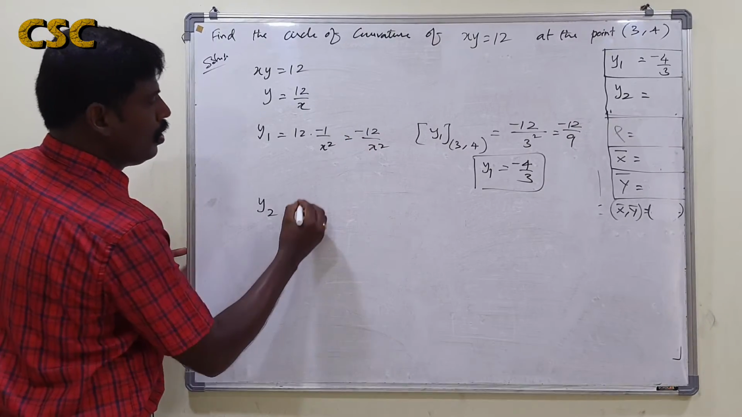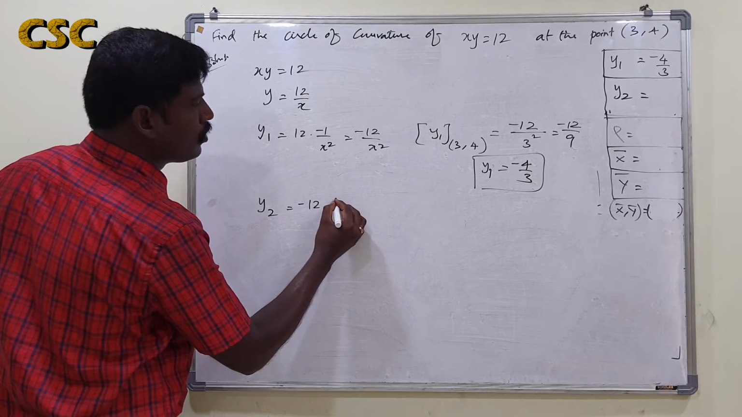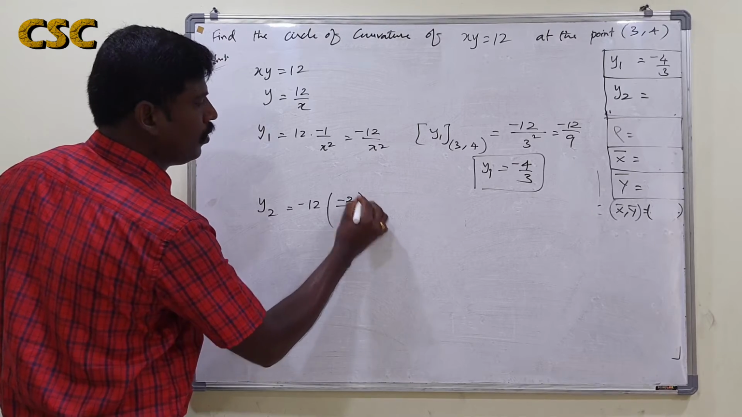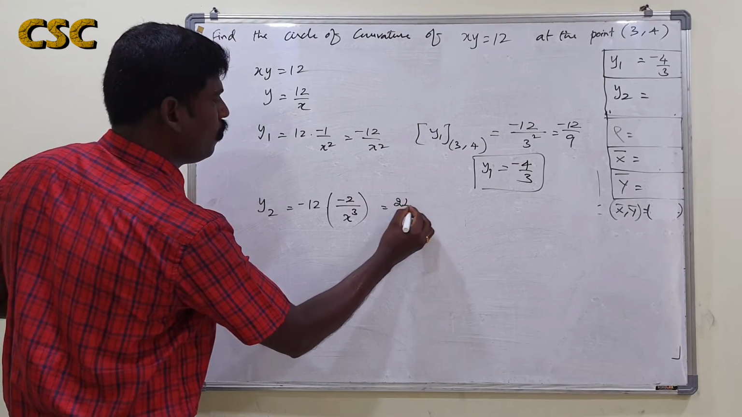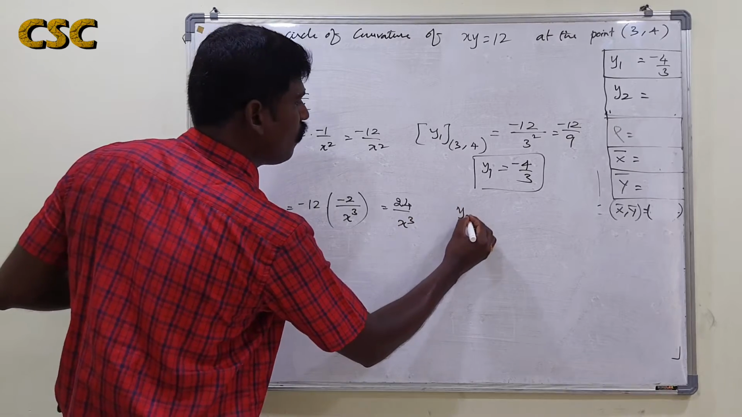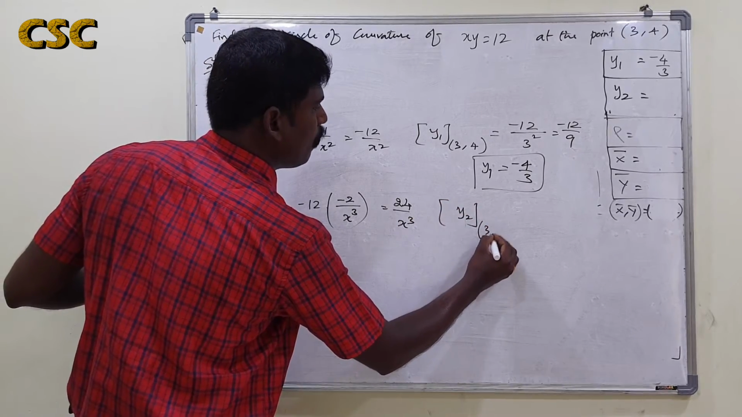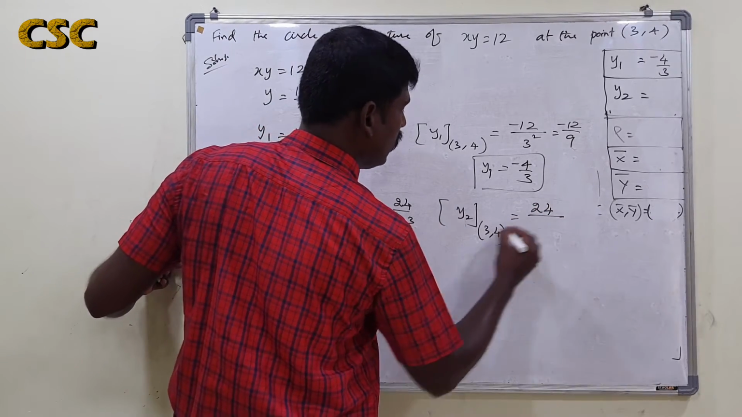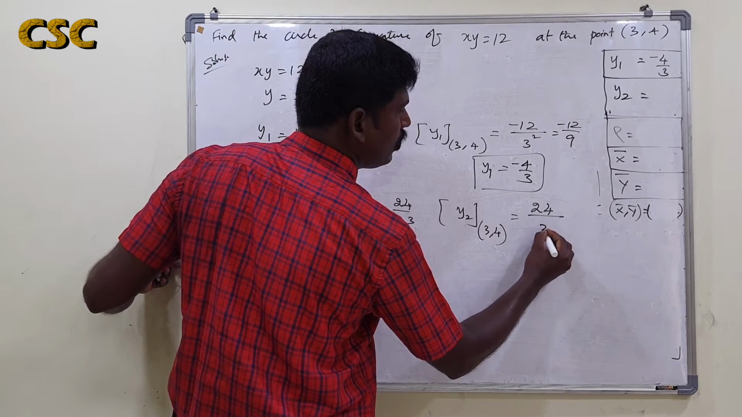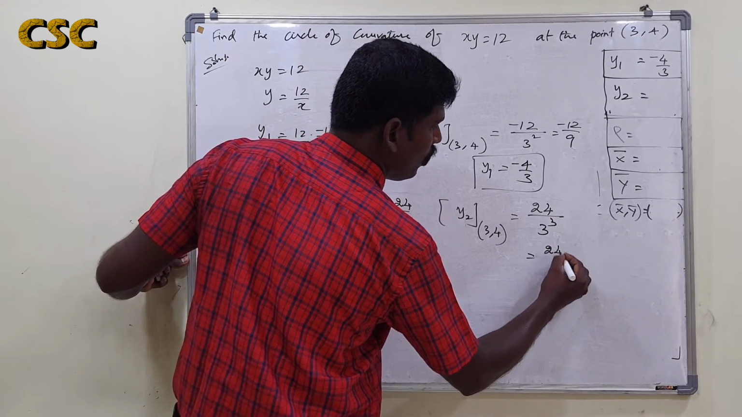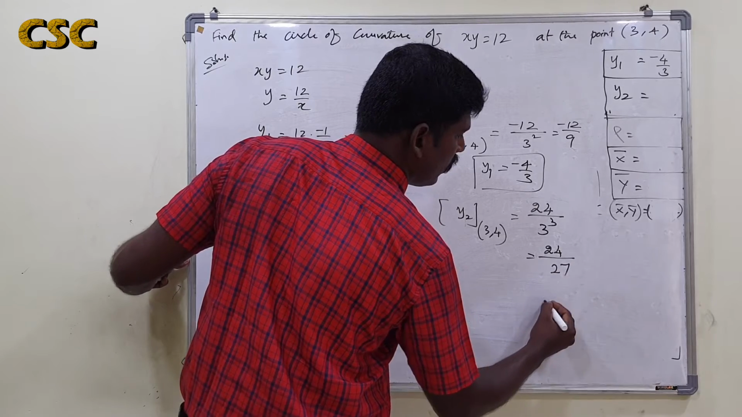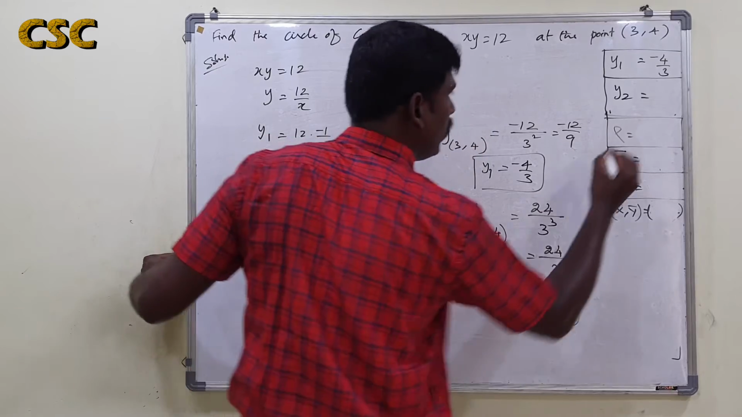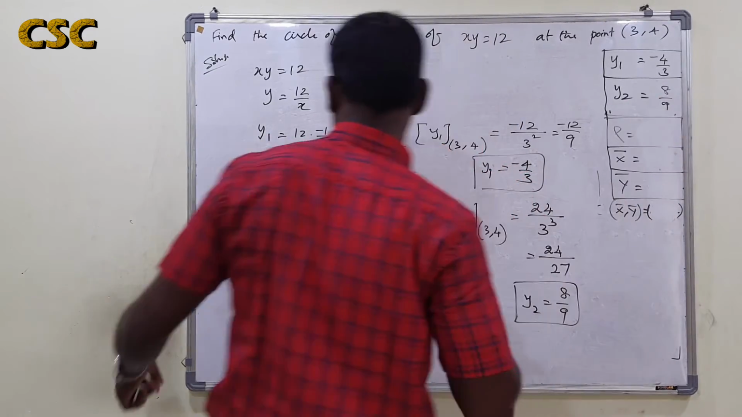So y2 is equal to minus 12 into the derivative of 1 by x square. Again apply the 1 by x power n formula, minus n by x to the power n plus 1. So that is equal to 24 by x cube. So the value of y2 at the point 3 comma 4 is 24 by x cube, x is 3, x cube is 3 cube. What is this value? 24 by 27, that is equal to 8 by 9, which is the value of y2. Right? It is 8 by 9.